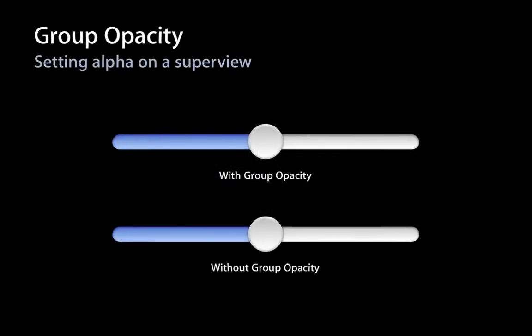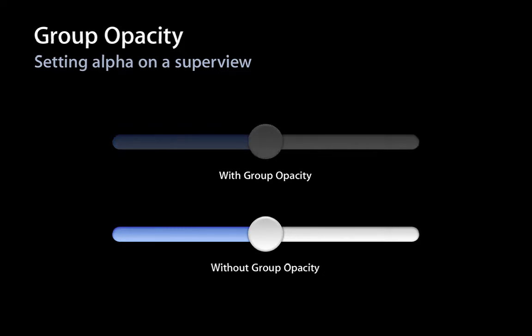The other issue that we have is group opacity here. Now, what do I mean by group opacity? Well, let's use this UISlider in order to really explain what it means. And I'm going to set the alpha value on these sliders to 50%. With the top one, I will have group opacity enabled, and with the bottom one, I will have group opacity disabled. So when I set alpha with group opacity, it fades out exactly like you'd expect to see, and everything looks right.